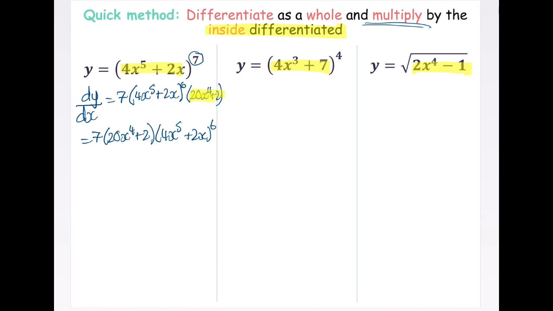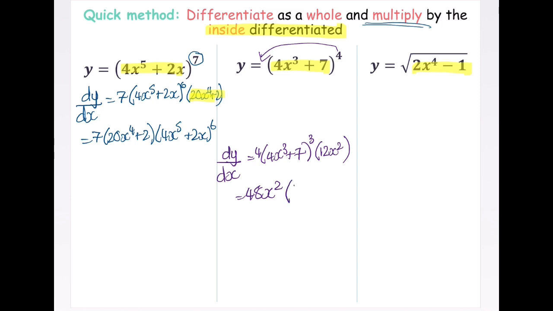Okay, let's have a look at the middle example. Okay, so I've got y. Again, I'm going to differentiate it. So dy by dx, I'm going to bring that 4 down, so that becomes 4 lots of (4x cubed plus 7), that 4 becomes 3, multiplied by the inside differentiated, so 12x squared, and that's it. This can be tidied up nicely because 4 times the 12 gives us 48x squared, (4x cubed plus 7) cubed.